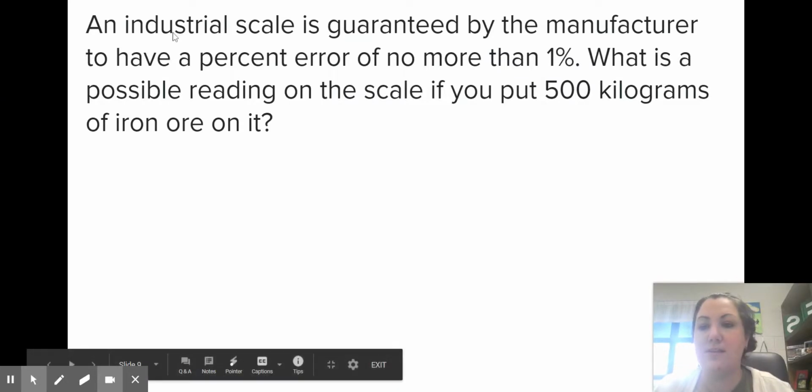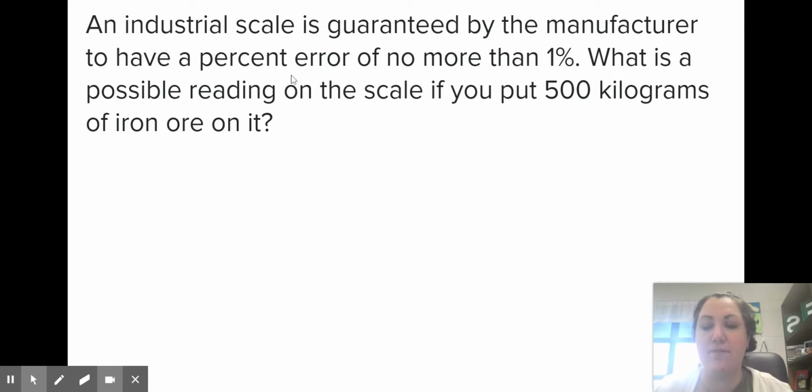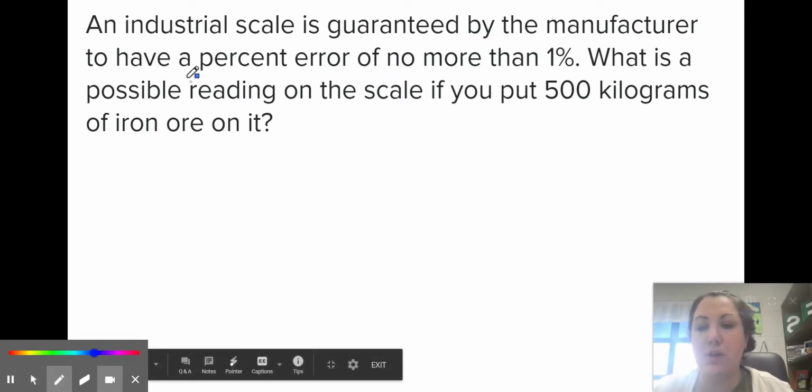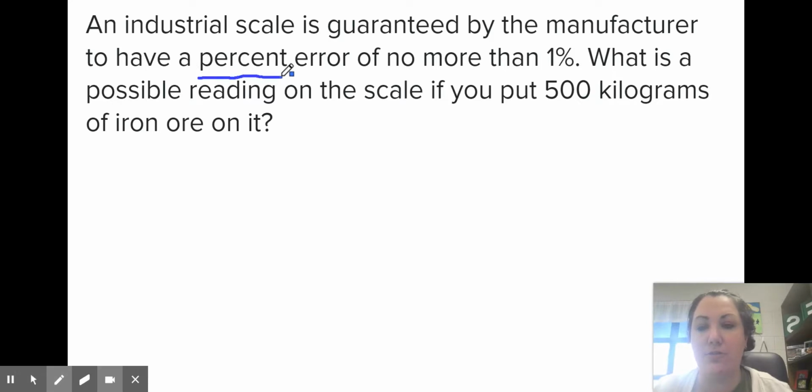So our problem is an industrial scale is guaranteed by the manufacturer to have a percent error of no more than 1%. Remember, we talked about percent error yesterday. This is the amount off that one can be, marked as a percentage of no more than 1%. So what is the possible reading on a scale if you put 500 kilograms of iron ore on it?